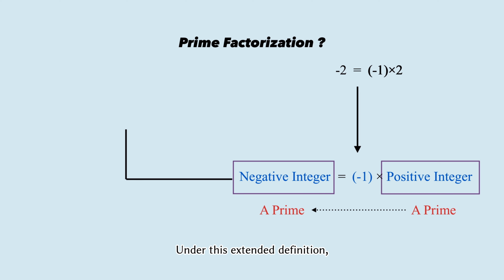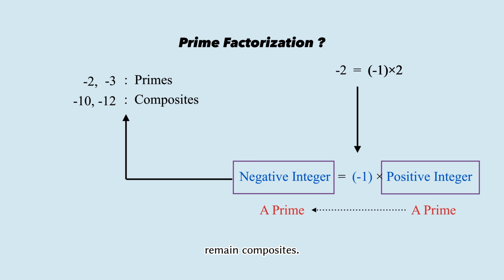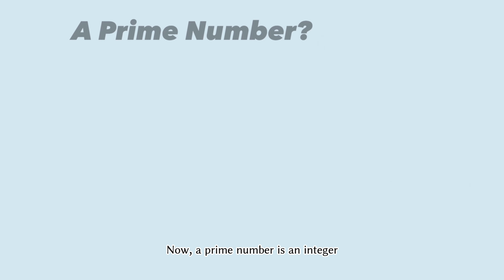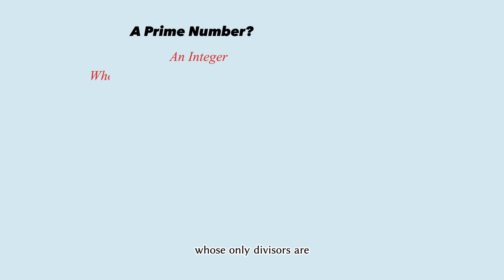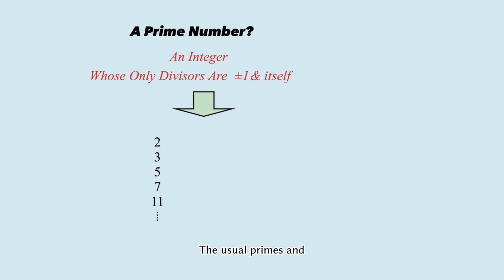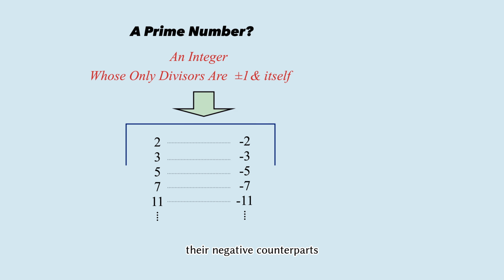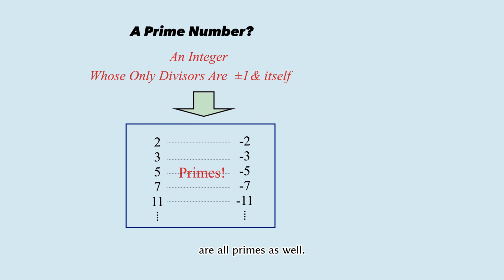Under this extended definition, negative 2 and negative 3 become primes, while numbers like negative 10 or negative 12 remain composites. Now, a prime number is an integer whose only divisors are plus or minus 1 and itself. The usual primes and their negative counterparts are all primes as well.